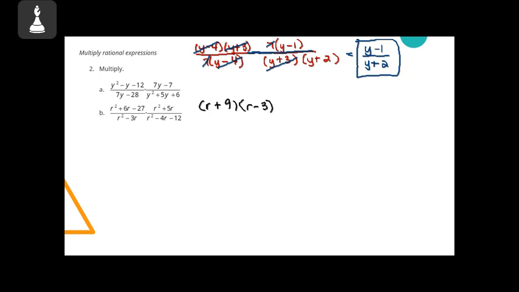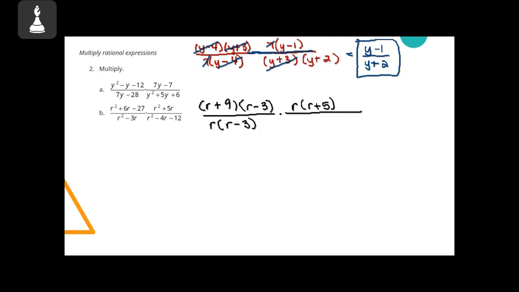On bottom here, we have r squared minus 3r. So again, we have a GCF of just r, and I'm left with r minus 3 inside. The second fraction here, r squared plus 5r, has a common factor of r that I'm going to take out, leaving me with r plus 5. How do I know? Because r times r is r squared. R times 5 is 5r. You can always multiply it back out to make sure you did it correctly.